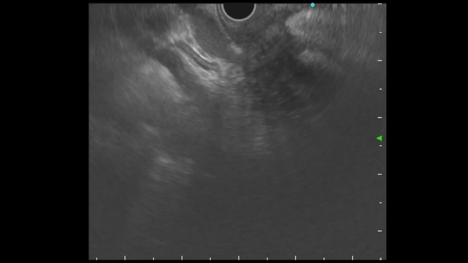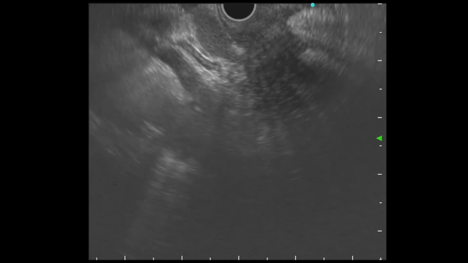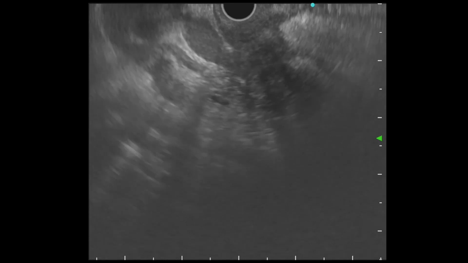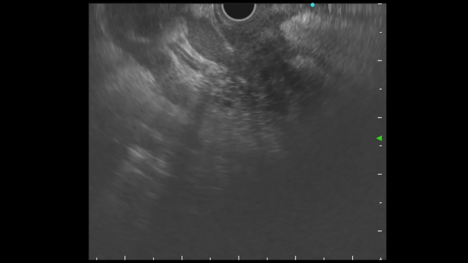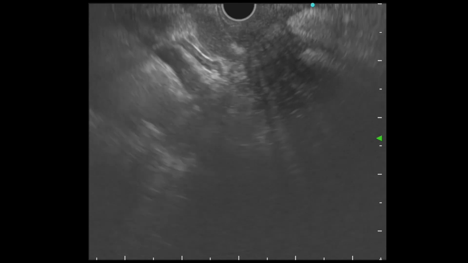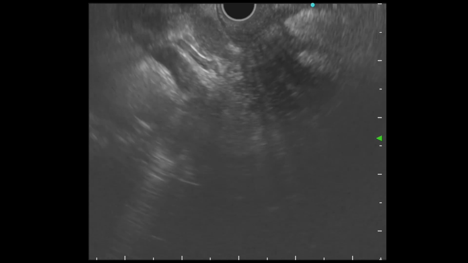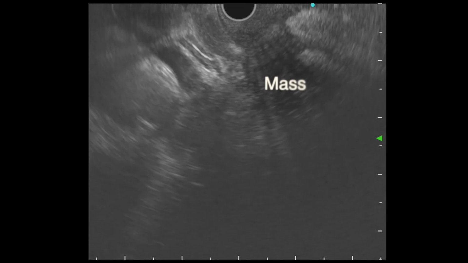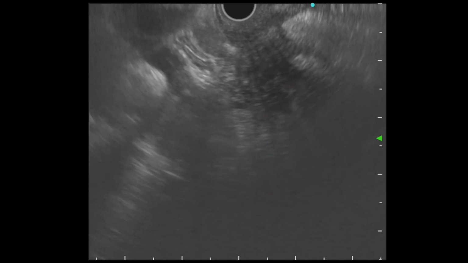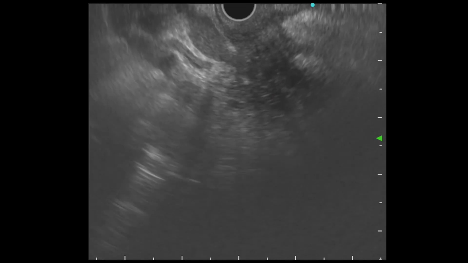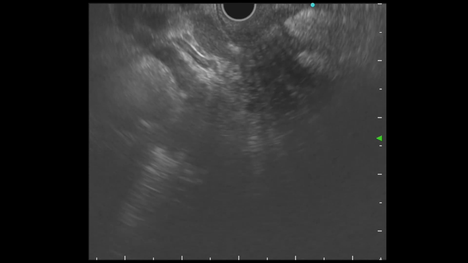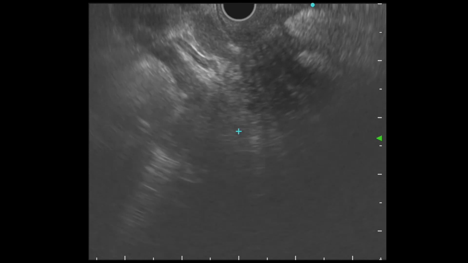This area was not visible on the CT scan, nor on the MRI, and this case shows the importance of EUS in the investigation of patients with jaundice of unknown origin with proximal dilation of the bile ducts. So this mass was measuring about 2.5–3 centimeters.